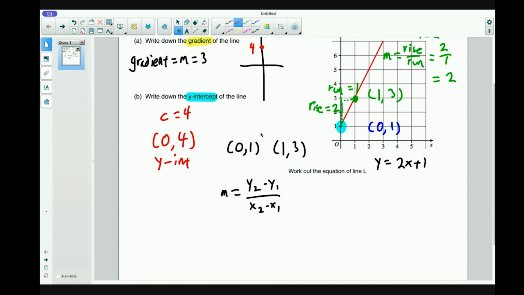So usually I go left to right. So in this case, because this one's the furthest most on the left, I'm going to call this x1, y1, and this will be x2, y2. And all we need to do from here is just substitute in those values.